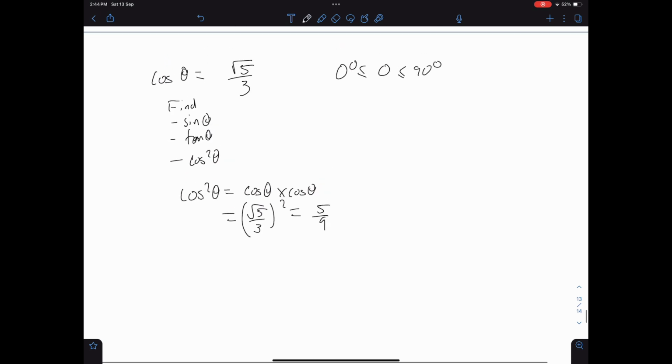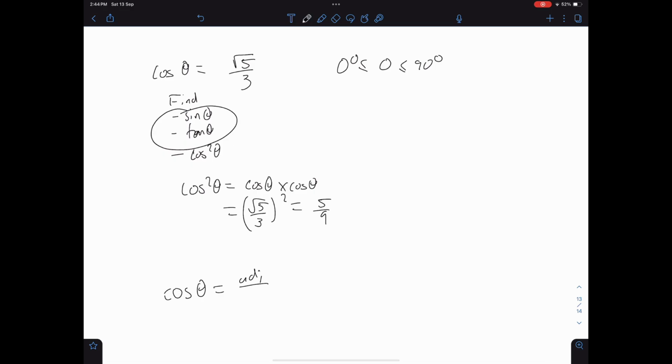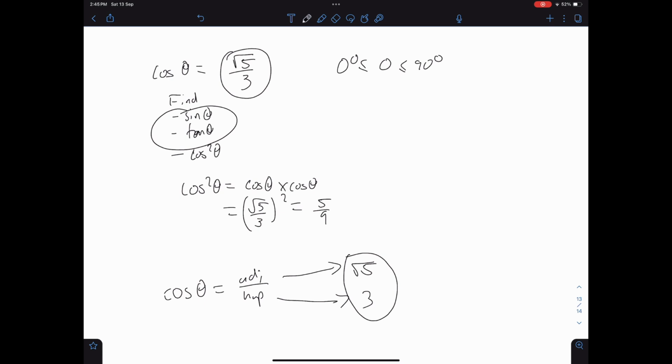Now, going back to these ones. When we're thinking about a right-angled triangle, cosine theta is equal to adjacent over hypotenuse, right? So then we could say that the adjacent is root 5 and the hypotenuse is 3. Remember, these things are called ratios, so it doesn't matter how big they each are as long as they've got the same ratio. And we know that they apparently have the ratio of root 5 to 3.